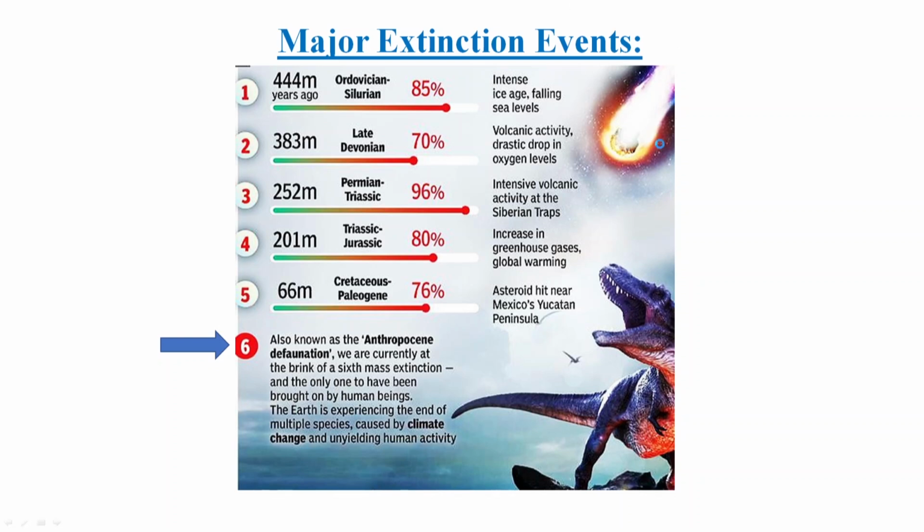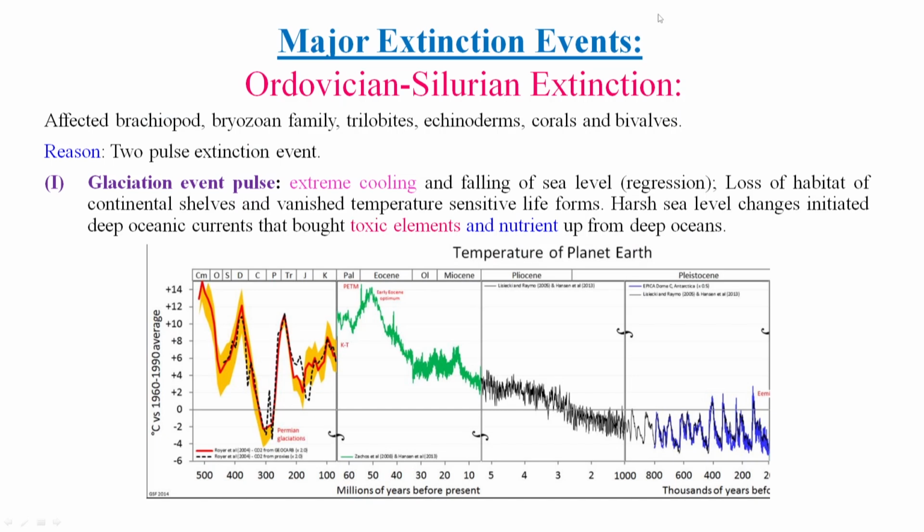So now, if I look at the major mass extinction event of the Ordovician Silurian extinction, this affected the Brachiopod, Bryozoan family, trilobites, echinoderms, corals and bivalves. There are conflicting debates about the KT extinction. Here, what is proposed till now is that this Ordovician Silurian extinction happened in two episodes or two pulses. The first pulse was the glaciation event pulse.